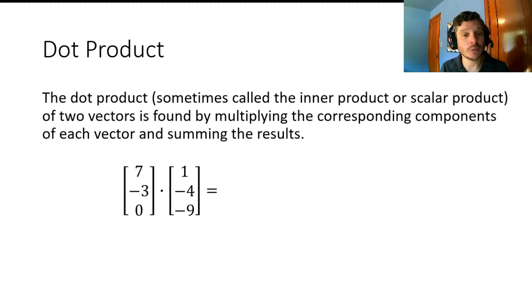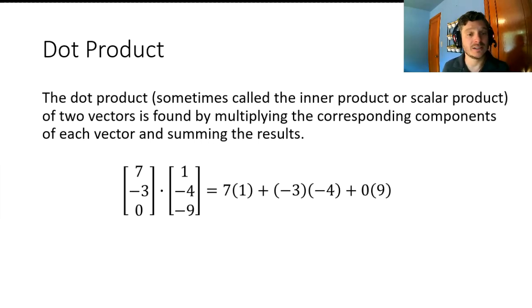Again, we're going to multiply the corresponding components. For example, my first two components are the 7 and the 1. So I multiply those together. 7 times 1 is, obviously, going to be 7. And then we do the same thing with each of the other sets of components. So the negative 3 times the negative 4, which would be 12. 0 times 9, which is 0. And then we add those all together. So 7 plus 12 is 19. So the dot product of these two vectors is the number 19.